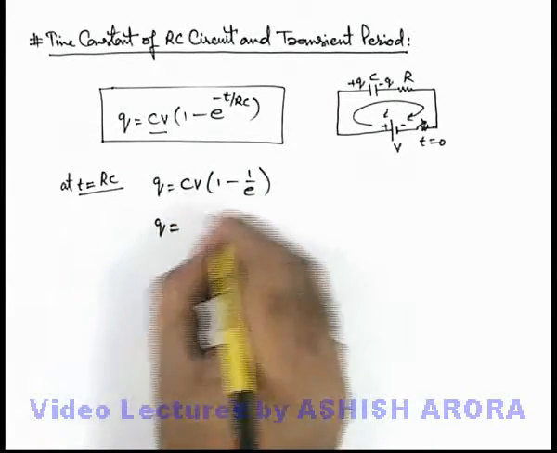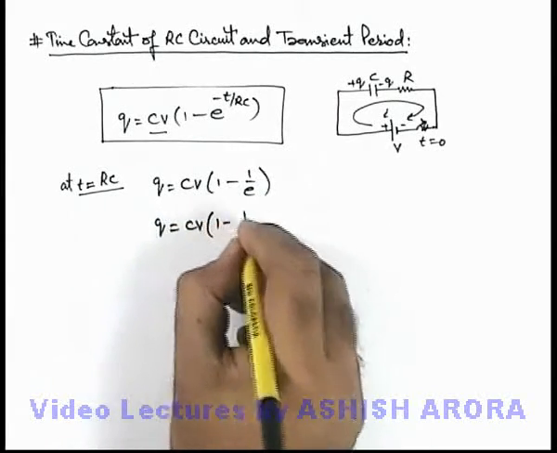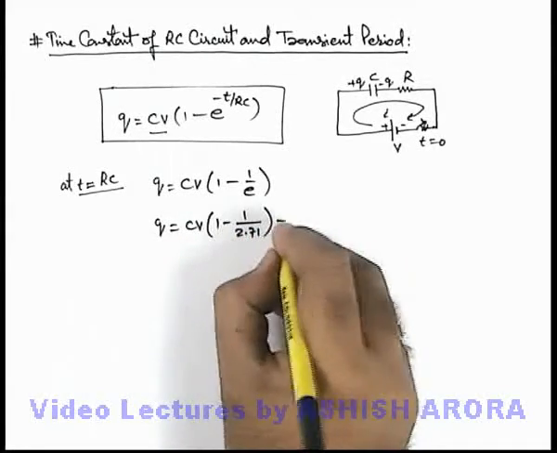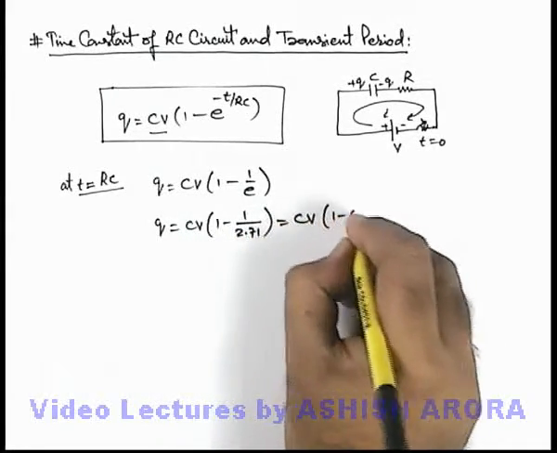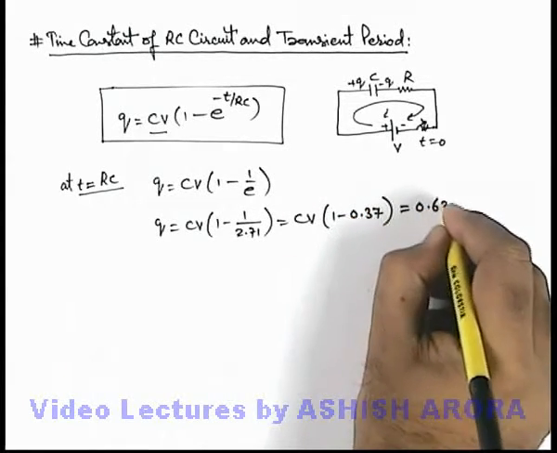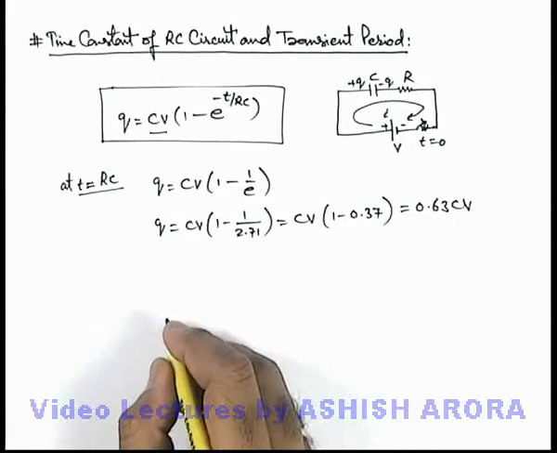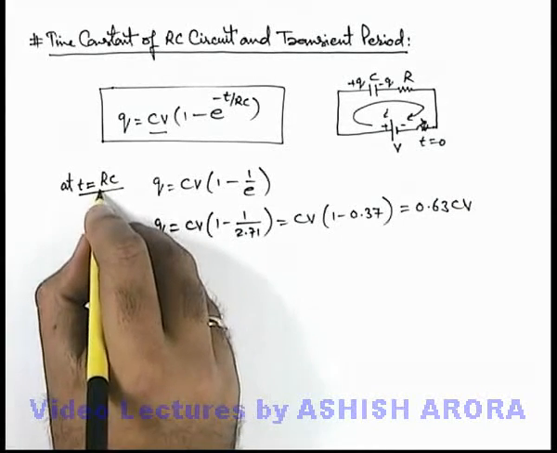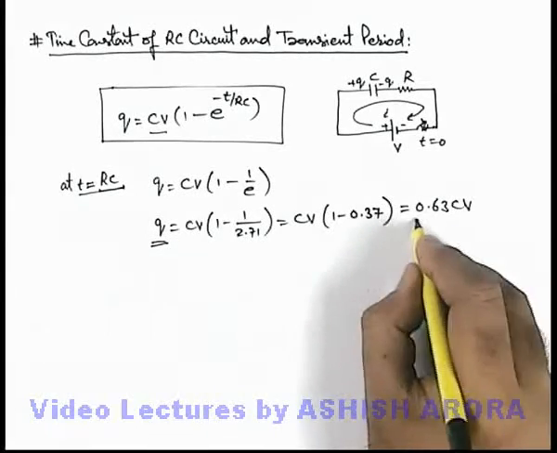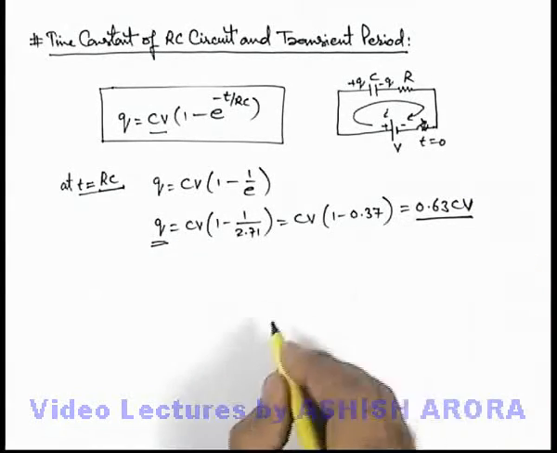And if we substitute the value of e over here, it is 1 minus 1 by 2.71. On simplifying, this will be CV(1 minus 0.37). This is 0.63 CV. So you can see after a time of RC seconds, the capacitor gets charged up to 63% of the steady state value.